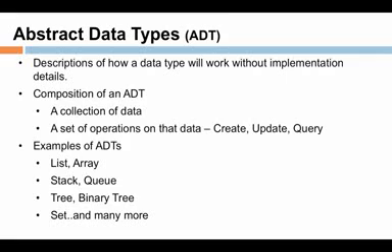So let us look at examples of abstract data types that all of us would be familiar with, unless this is the first time you are actually looking at this. So the examples of abstract data types are the most popular ones. An array is an abstract data type. List is an abstract data type. Stack and queue are abstract data types. Tree and binary tree are abstract data types. Set is an abstract data type, and there are many more.